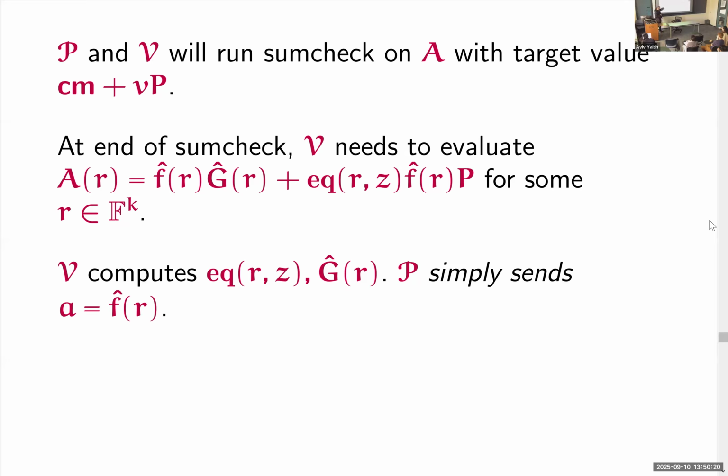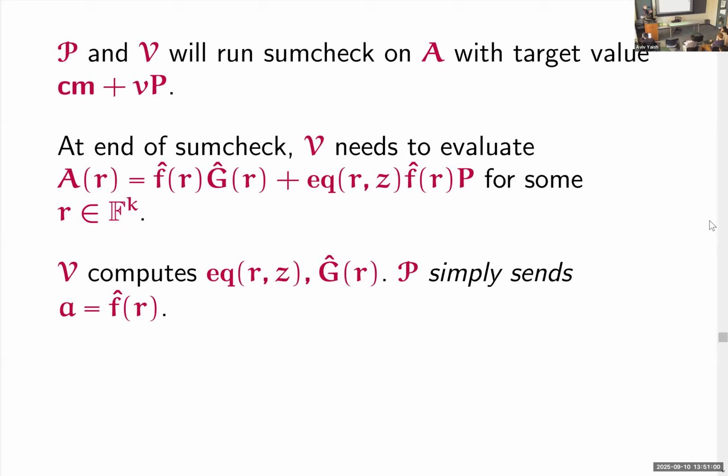Well, EQRZ is, so basically in the regular bulletproof protocol, V will compute EQRZ and G hat of R. I mean, okay, so putting efficiency aside, it knows the generator, so it can compute G hat of R. But then the question is, how does it also compute, as part of A of R, this F of R? It doesn't, I mean, that's the whole point. We want a scheme to evaluate F, and the verifier doesn't have F.